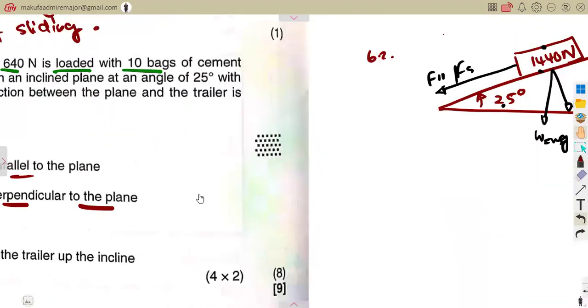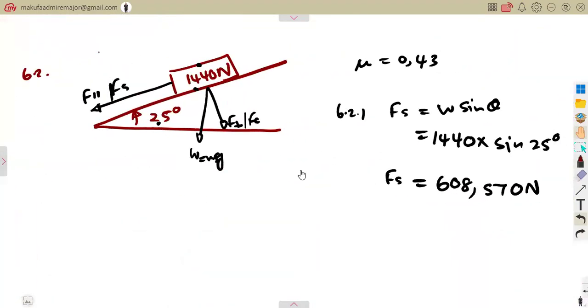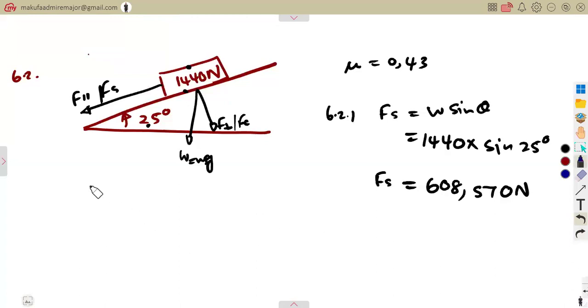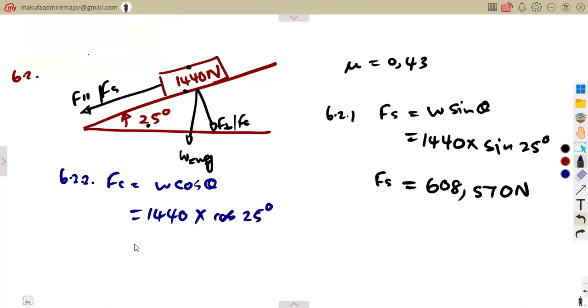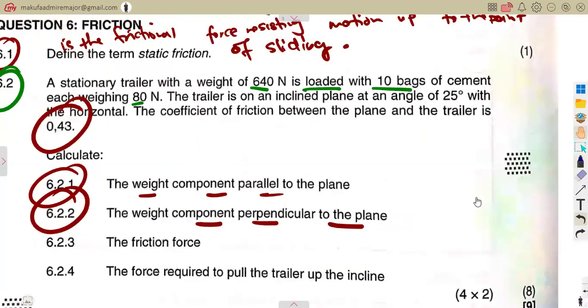That is, we are considering our Fs, perpendicular W cos theta. Everything there is just a matter of substituting what we are given. So for 6.22, Fc, that is W cos theta, 1,440 times the cos of theta, which is 25 degrees. That was going to give us 1,305,083 Newton. So that's your perpendicular component in that case.